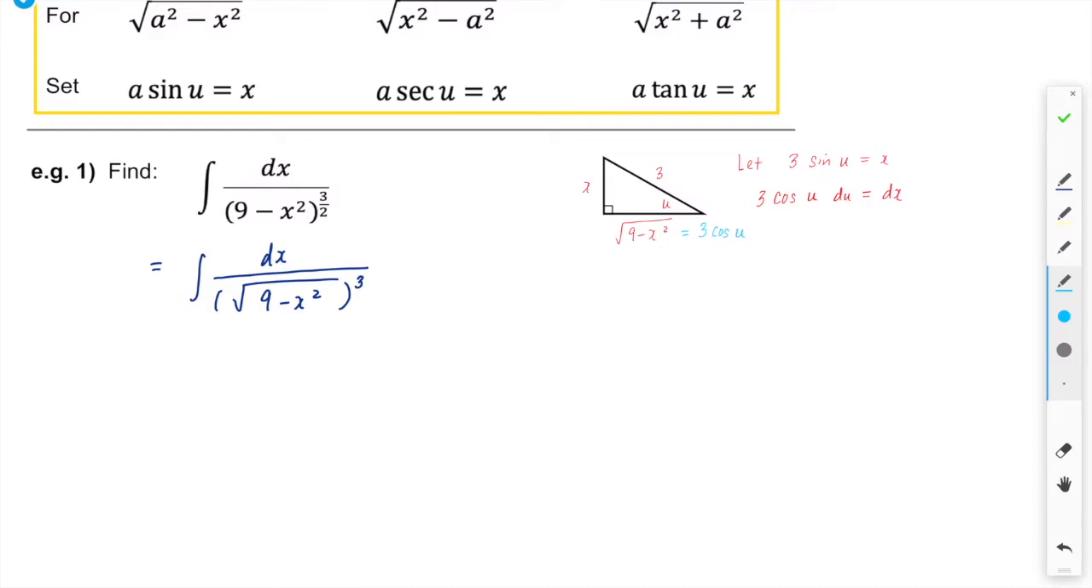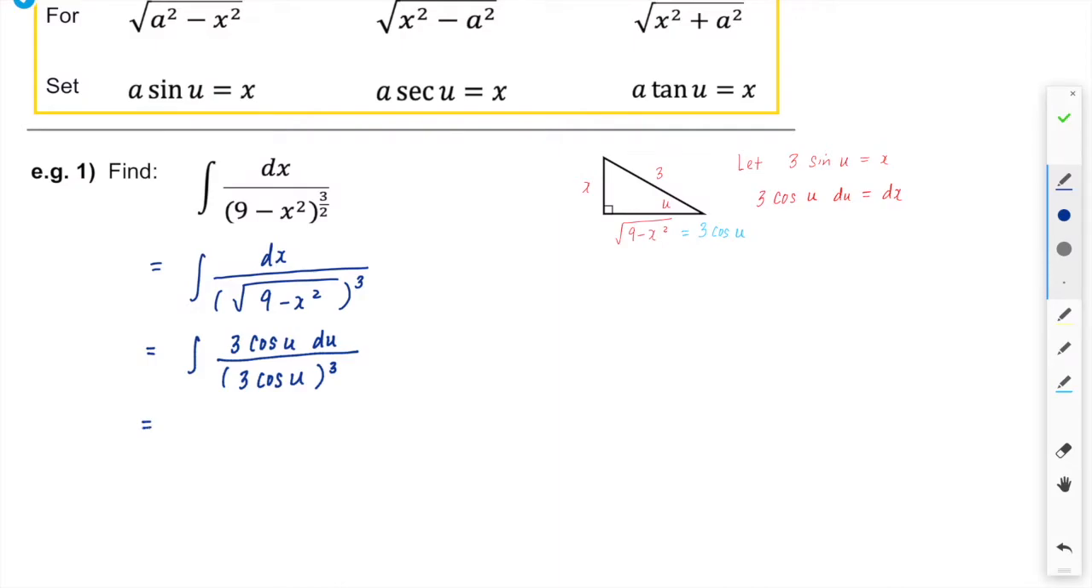So now I think we are ready to do the actual substitution. Here now we have dx replaced by 3 cosine u du over the square root of 9 minus x squared, which is replaced by 3 cosine u, but this needs to be cubed. All right. Let's simplify this expression.